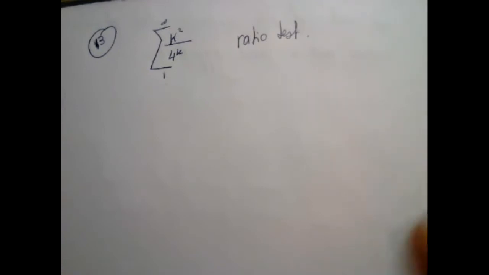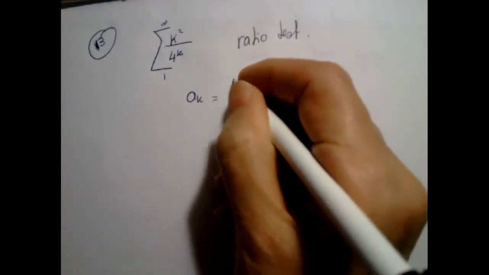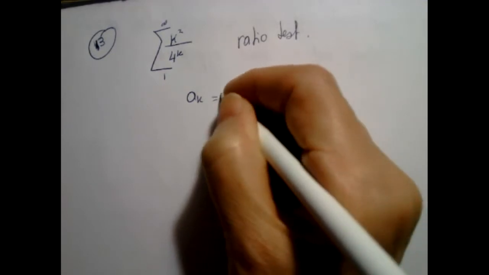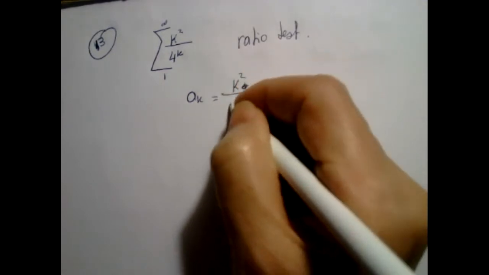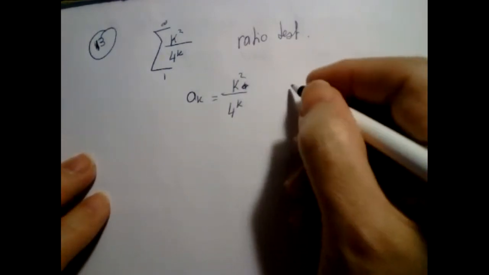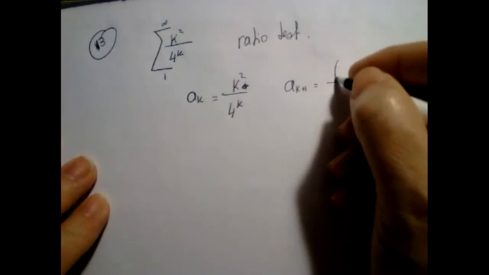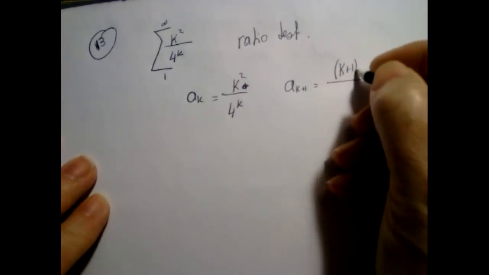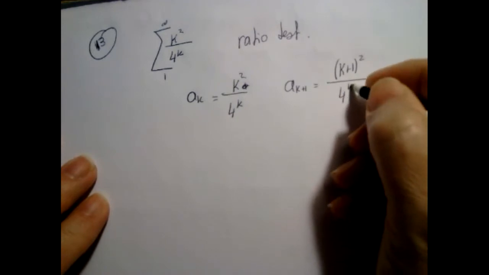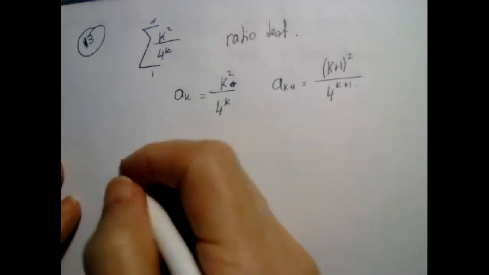Okay. Now to do the ratio test, we have to identify a_k, which is k squared over 4 to the k. And we have to identify a_(k+1), which is where we substitute k plus 1 for k in every term. And then we have to evaluate the ratio and see what we get.